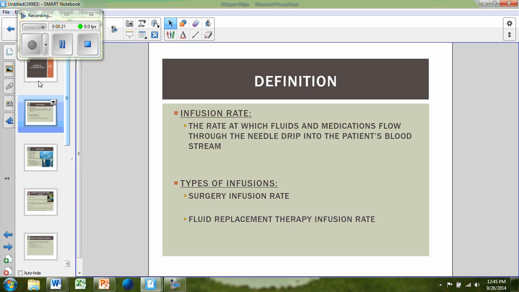And we're going to look at a picture of a needle drip and how everything is set up with an IV bag in general here in this PowerPoint, but then also in your lab application coming up in week 6. So types of infusions that we're going to be talking about and that you will have to calculate are the surgery infusion rates and also fluid replacement therapy infusion rates. These are two completely different formulas with some things that are the same within the formula, but they have different rates involved, and we'll get into that here in just a minute.